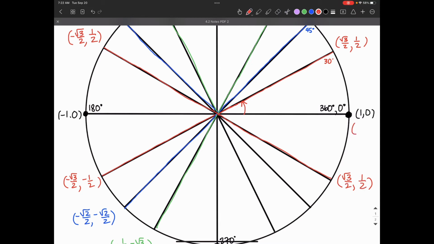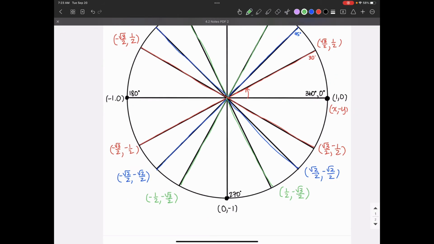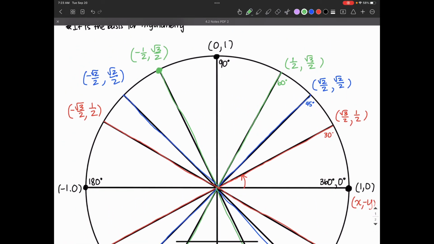But in the fourth quadrant, I should have a positive x value and a negative y value. So this would be negative 1/2. Here I would have square root of 2 over 2 and negative square root of 2 over 2. And here I would have 1/2, comma, negative square root of 3 over 2. So those are all the points that I have on the unit circle.